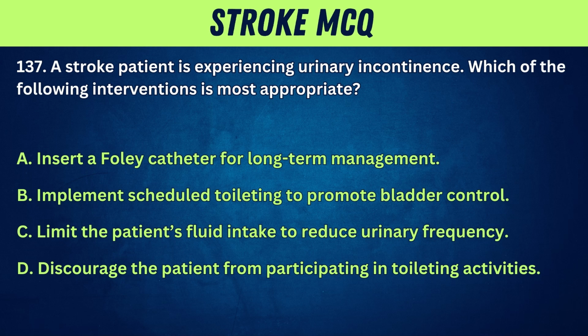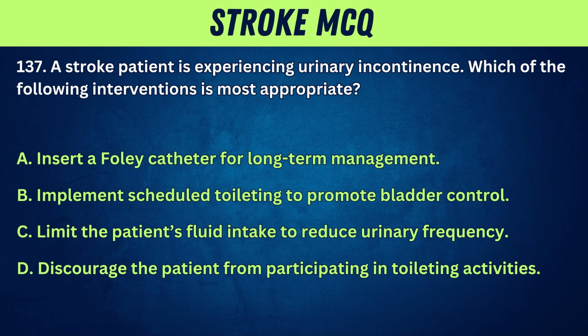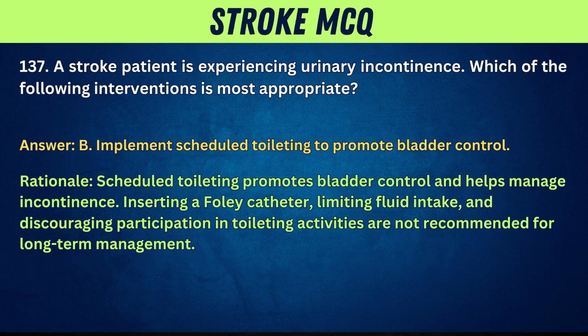137. A stroke patient is experiencing urinary incontinence. Which of the following interventions is most appropriate? A. Insert a Foley catheter for long-term management. B. Implement scheduled toileting to promote bladder control. C. Limit the patient's fluid intake to reduce urinary frequency. D. Discourage the patient from participating in toileting activities.